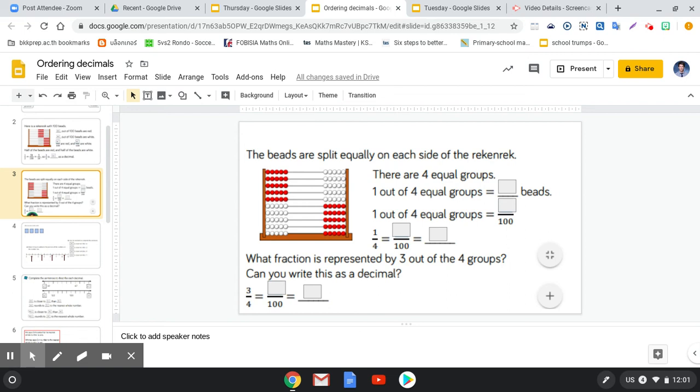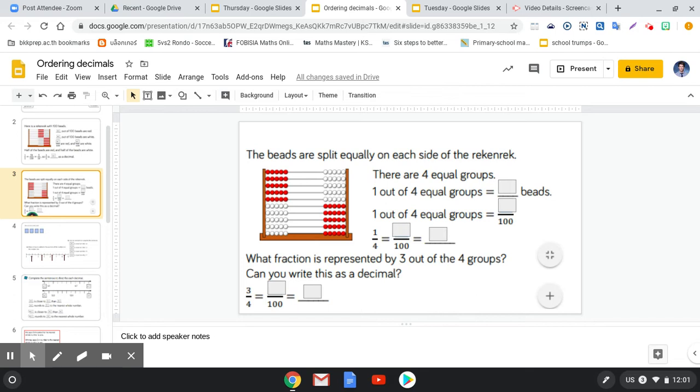So this time we're going to look at quarters, and we're going to look at how to turn a quarter into a decimal and why that is what a quarter is as a decimal. So these beads are split equally on each side of the rectangle. So there are 4 equal groups. So still, there's 100 beads altogether, and it's split into 4 equal groups.